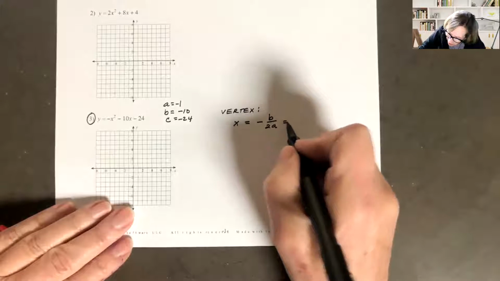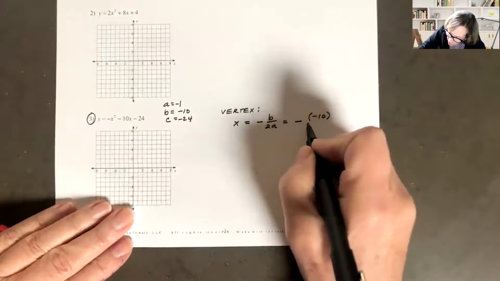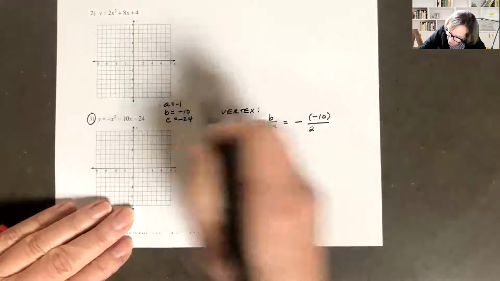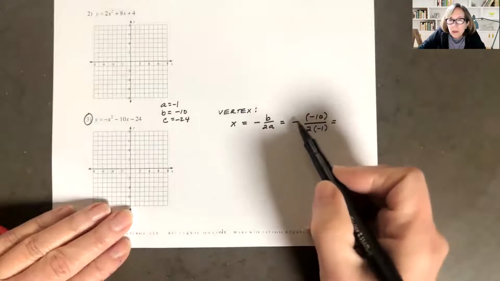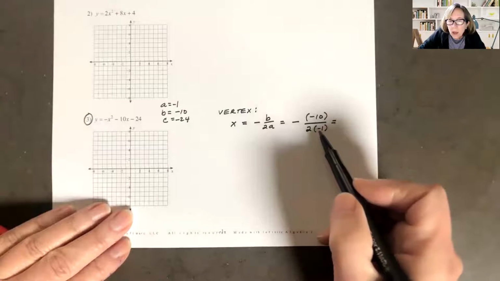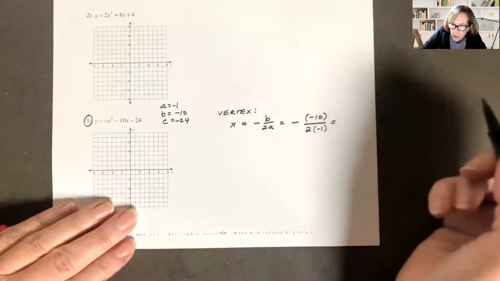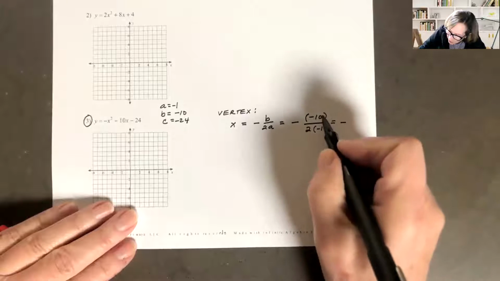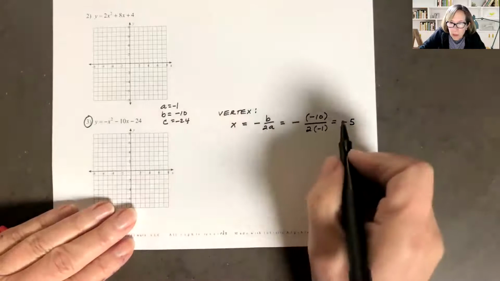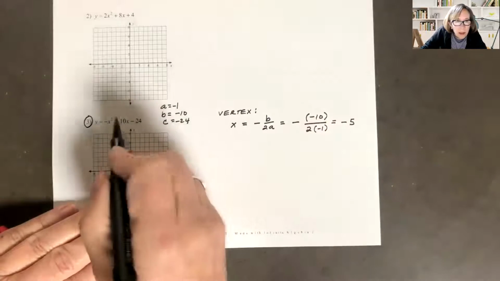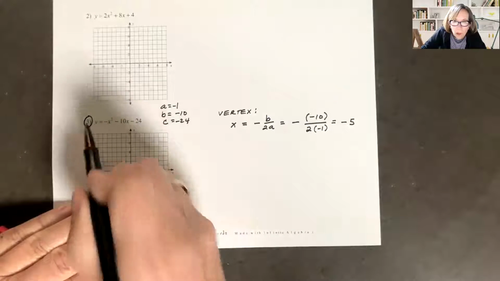So this is going to be the opposite of b, which is -10, over 2 times a, which is -1. Okay, I have a negative times a negative here is a positive, but then divided by a negative gets me a negative, right? I have 3 negative signs there. So that is going to end up being -10 divided by 2, which is -5. Okay, so that's the x-coordinate of the vertex. Then I'm going to plug in that -5 into this function for x here and simplify to find out what the y value is.